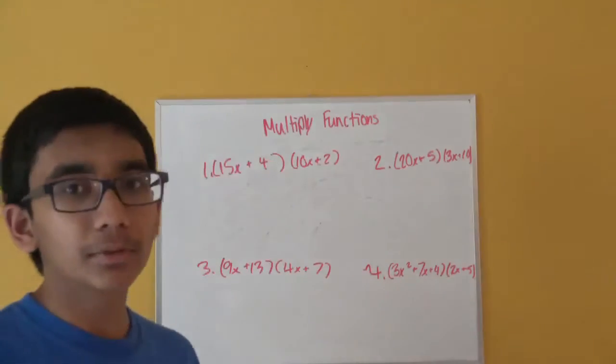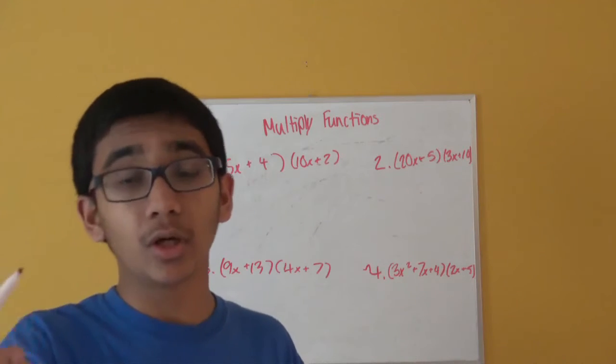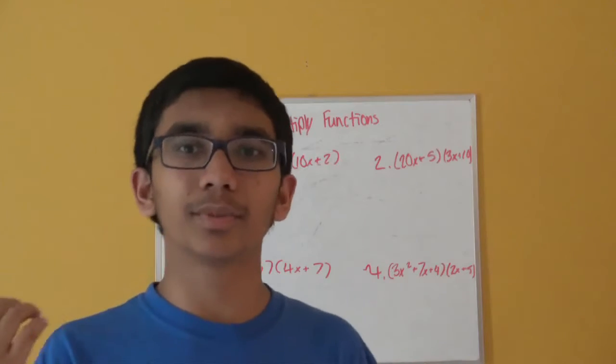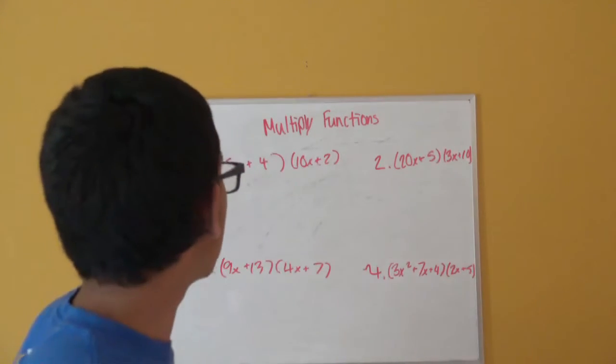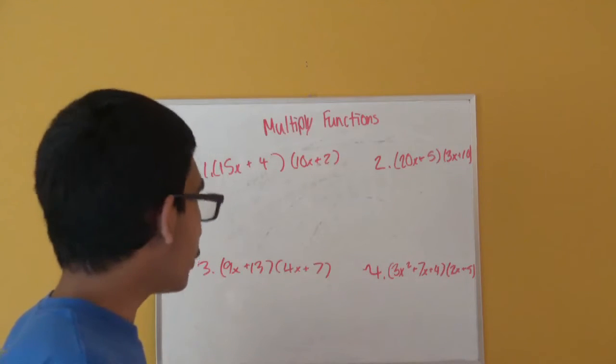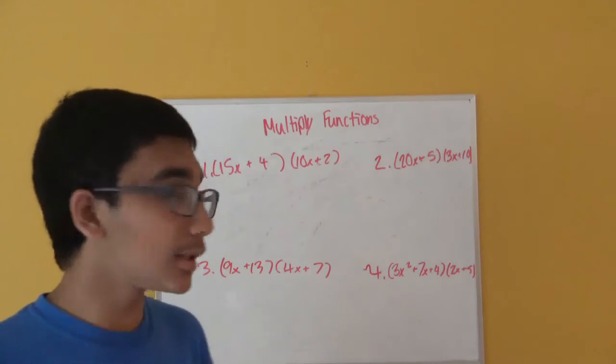I'll just read the problems one at a time, and you should try to do it on your own by pausing the video and then just return back to the video when you're finished doing it. So the first problem is 15x plus 4 in one parenthesis, and the other parenthesis is 10x plus 2.